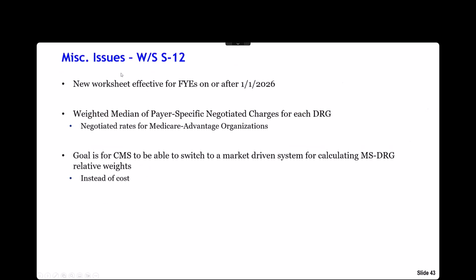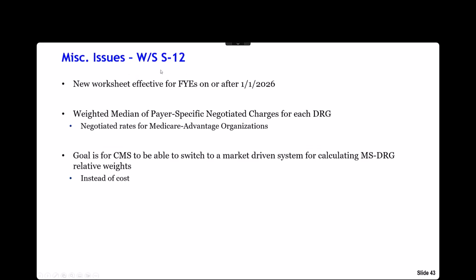So let's see here. Worksheet S-12, we have some additional miscellaneous issues here. And this is one of those things I wanted to bring up, but it's not like I have any special information at this point. We, the MACs, do not have any information on this yet. We're basically at the same level as you are. We can see the cost report worksheet instructions, and at this point, that's about it.